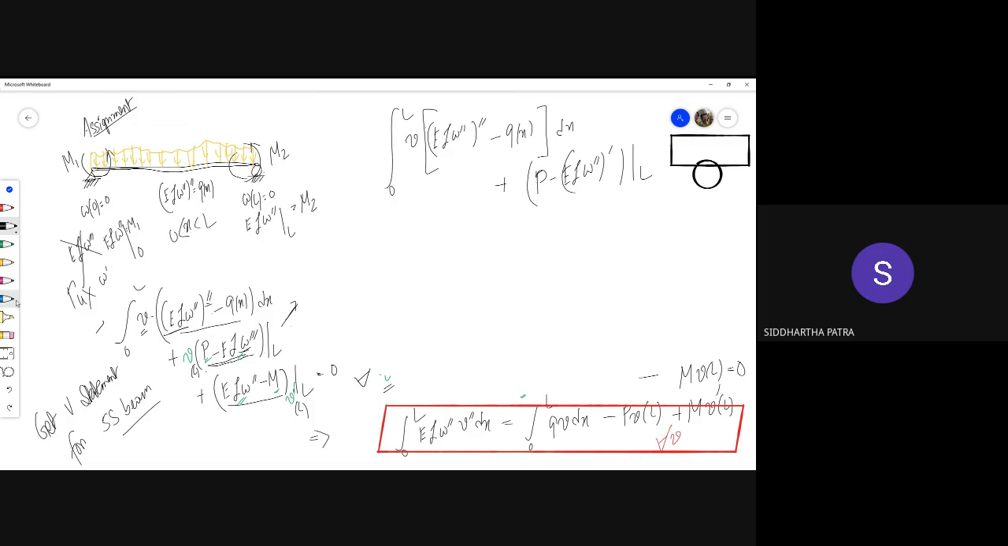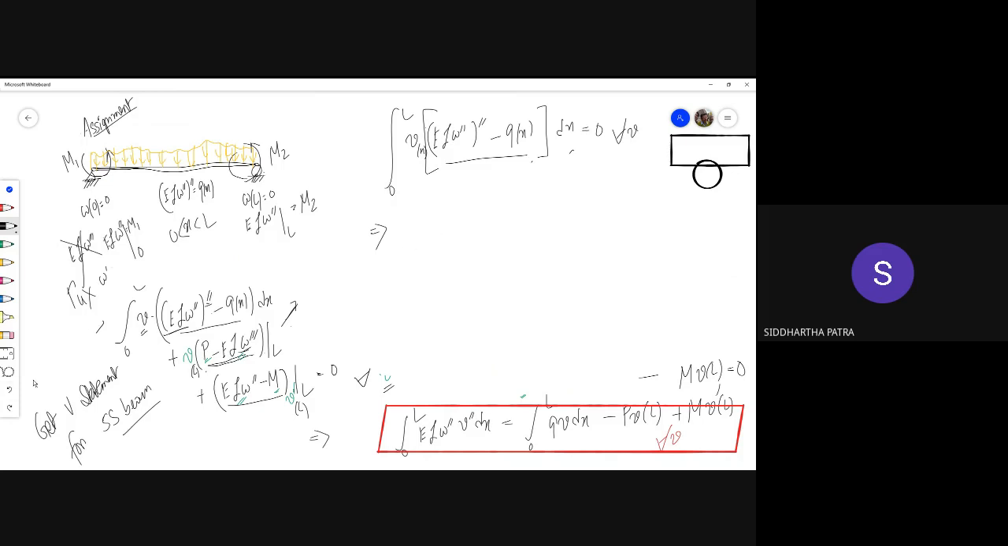But if I do not remember the trick, which one should be positive and which one should be negative, I could also write simply this. This equals zero, right? Because this whole thing equals zero. And no matter what V I take, for any arbitrary V, this should also go to zero. But then what else can I write? I can integrate by parts.